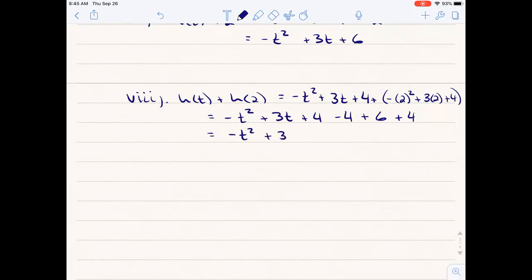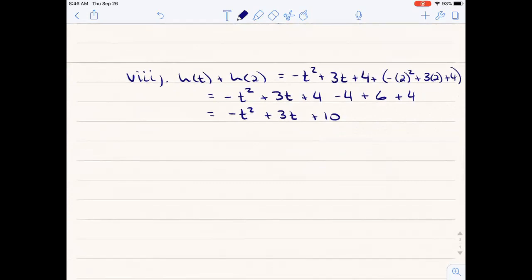I'm about to do the same. How about that? -t squared plus 3t plus 10. Which is what you'd expect, right? Because we already knew that this was supposed to be 6, right? And so if we just add 6 to h of t, then there we are. Okay. All right.